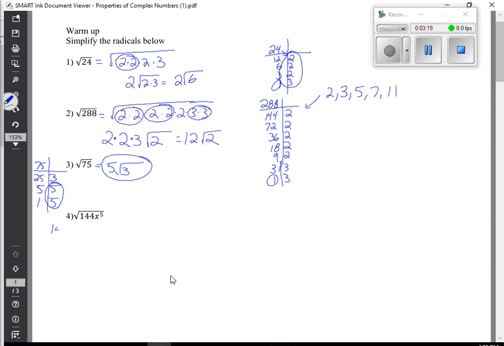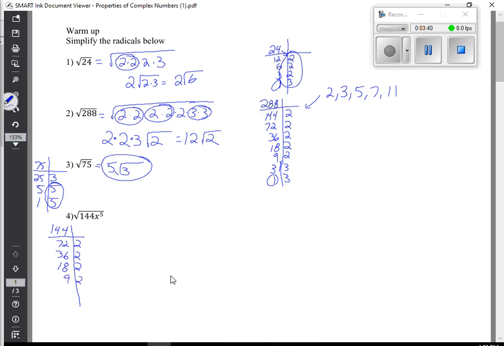Now, some of you already know that the square root of 144 is 12. You can go right to that. 144 divided by 2 is 72. 72 divided by 2 is 36. 36 divided by 2 is 18. 18 divided by 2 is 9. I'm done with the 2's. I can't divide by 2 anymore.